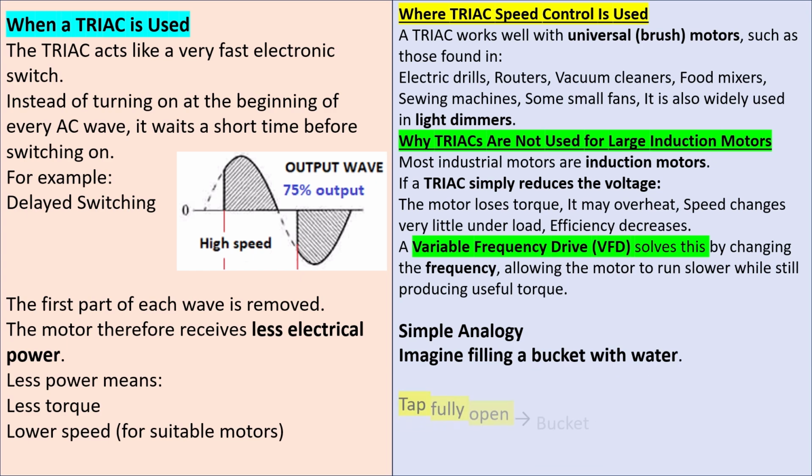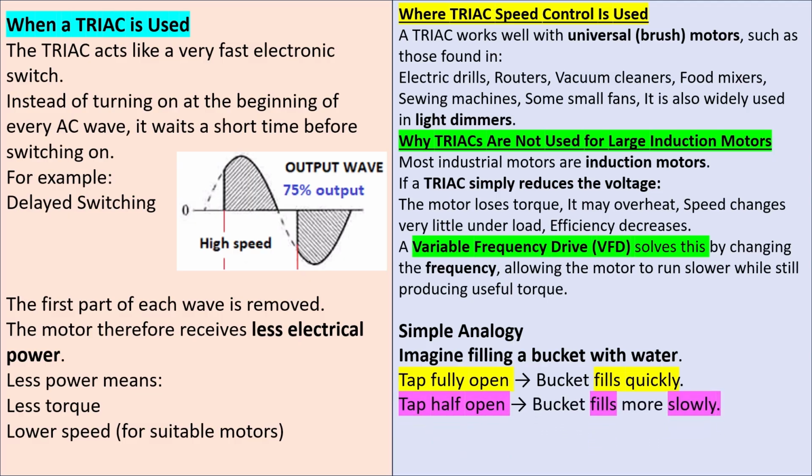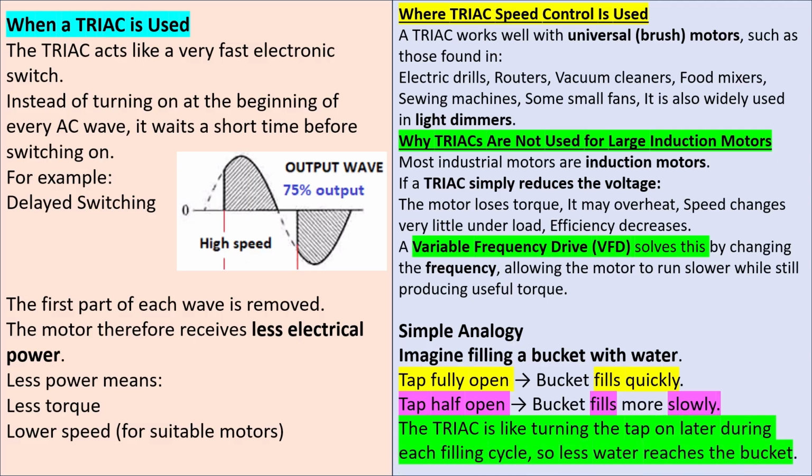Simple analogy. Imagine filling a bucket with water. Tap fully open, the bucket fills quickly. Tap half open, the bucket fills more slowly. The triac is like turning the tap on later during each filling cycle, so less water reaches the bucket.